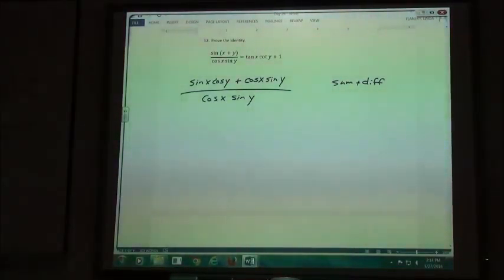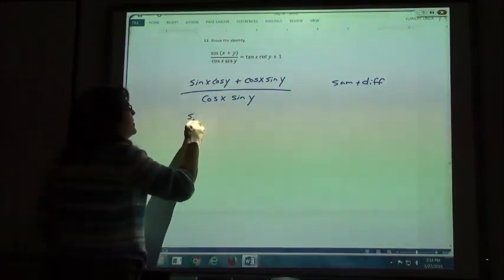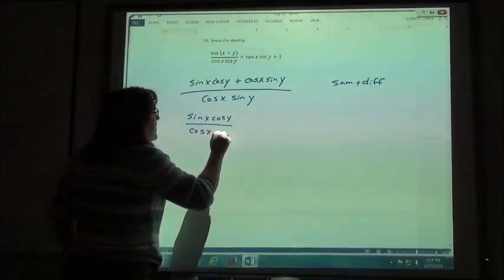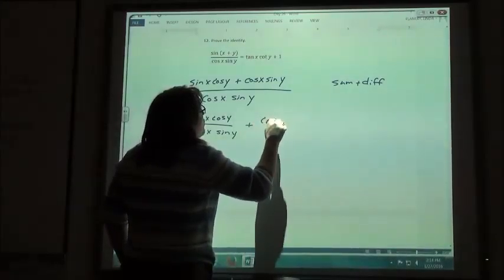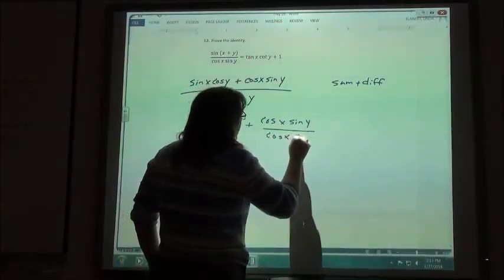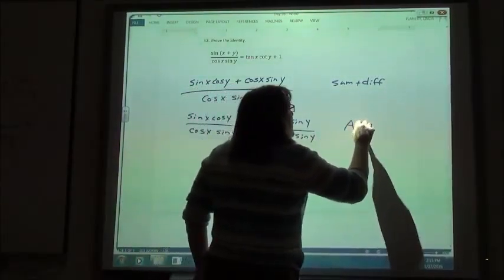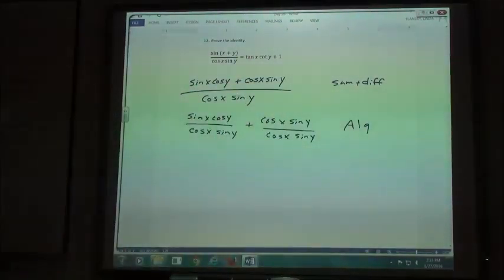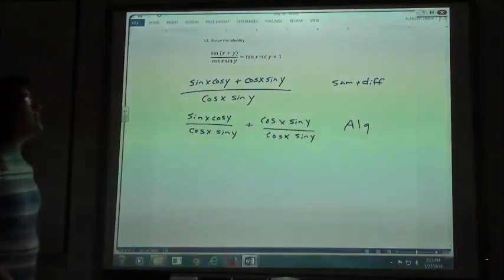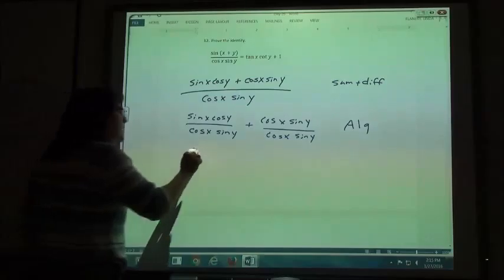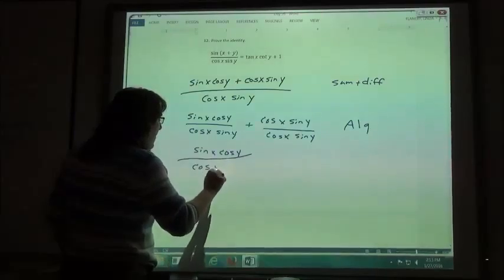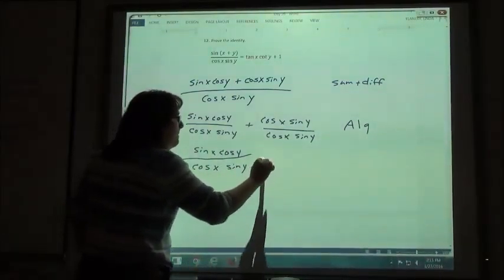Next thing I'm going to do is just separate that into 2 separate fractions. So I'm going to have the sine of x, cosine of y, over the cosine of x, sine of y, plus cosine of x, sine of y, over cosine of x, sine of y. So that's just doing algebra, just breaking it down into 2 separate parts. And again, I'm just going to do some more algebra here, because if you notice, I've got the exact same thing over itself, so I can change that into 1. So I'm going to have the sine of x, cosine of y, over cosine of x, sine of y, plus 1.